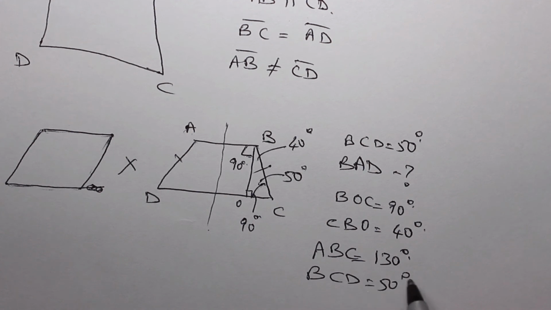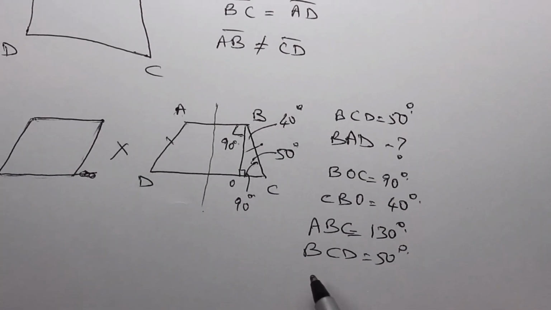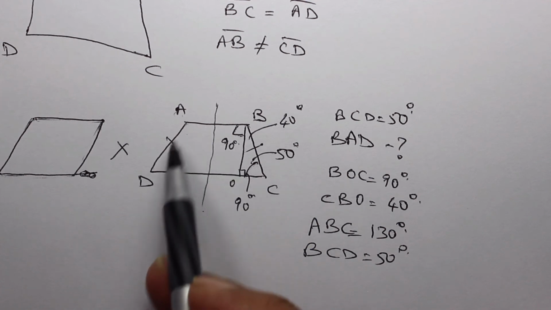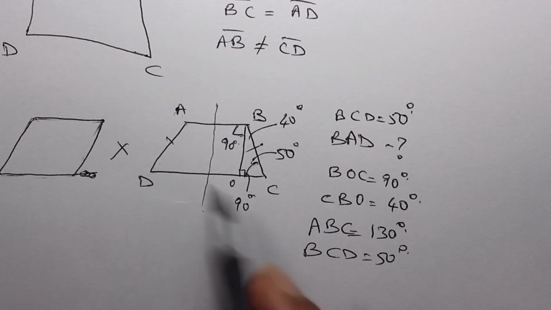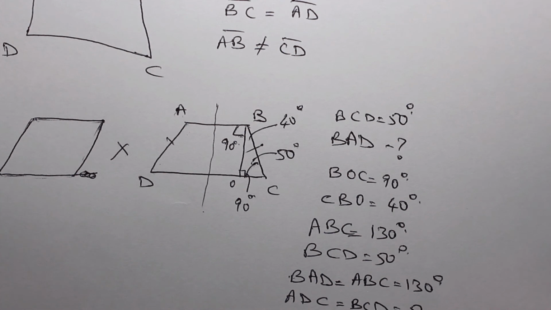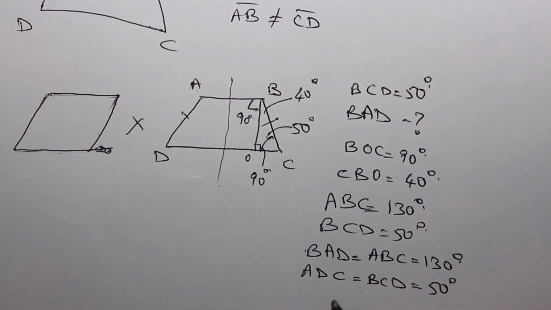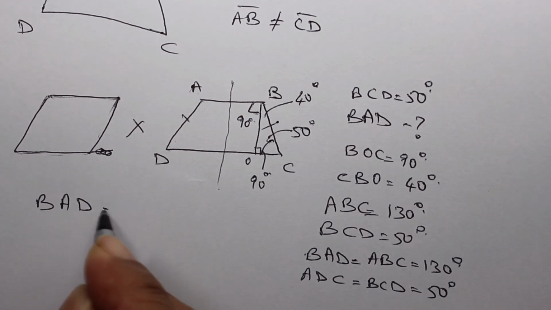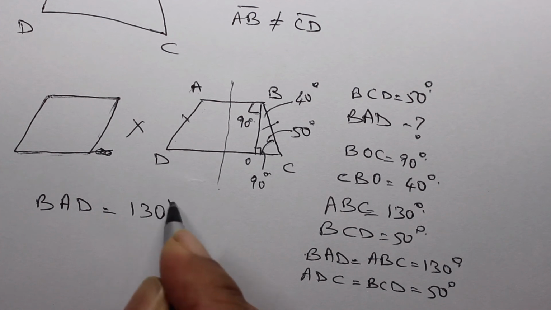BCD is 50 degrees, and in an isosceles trapezium, the other two angles will be equal. So BAD will be equal to ABC, which is equal to 130 degrees. Similarly, ADC will be equal to BCD, which is equal to 50 degrees. So the answer really is, what we need is BAD, which is equal to 130 degrees.